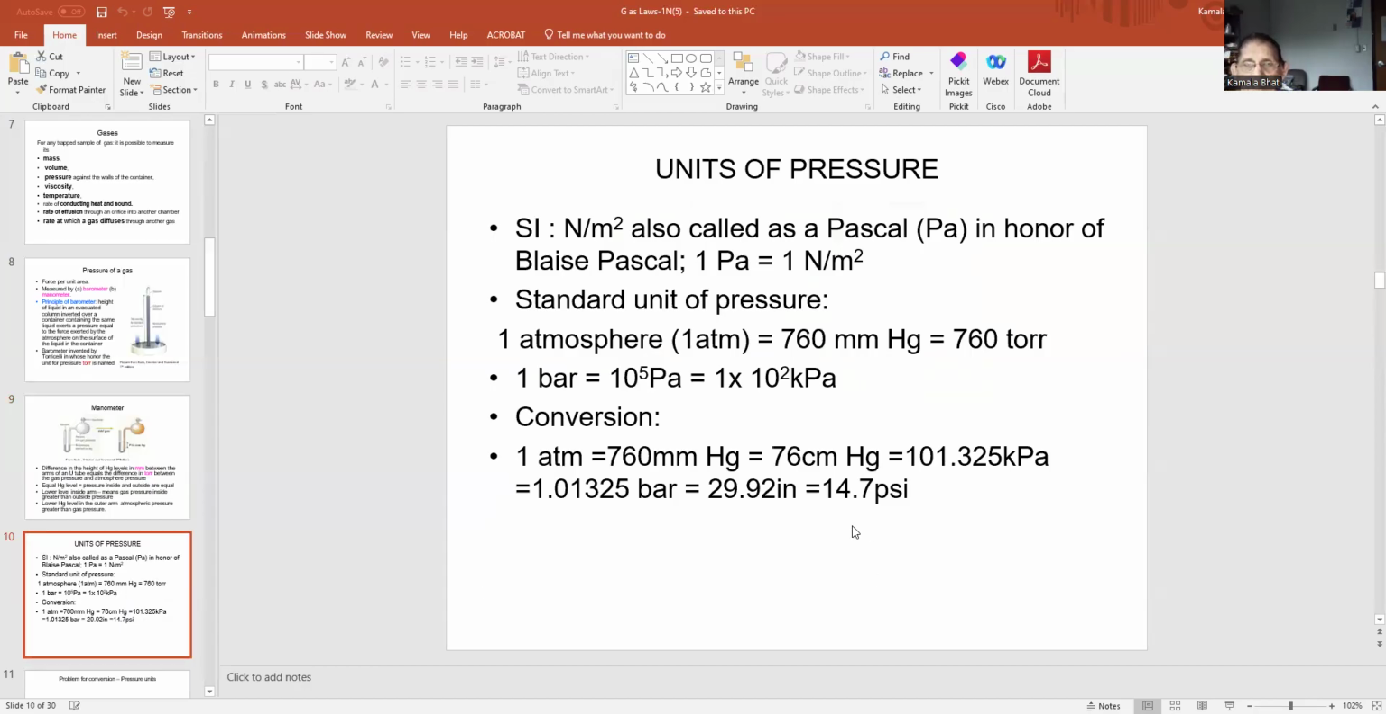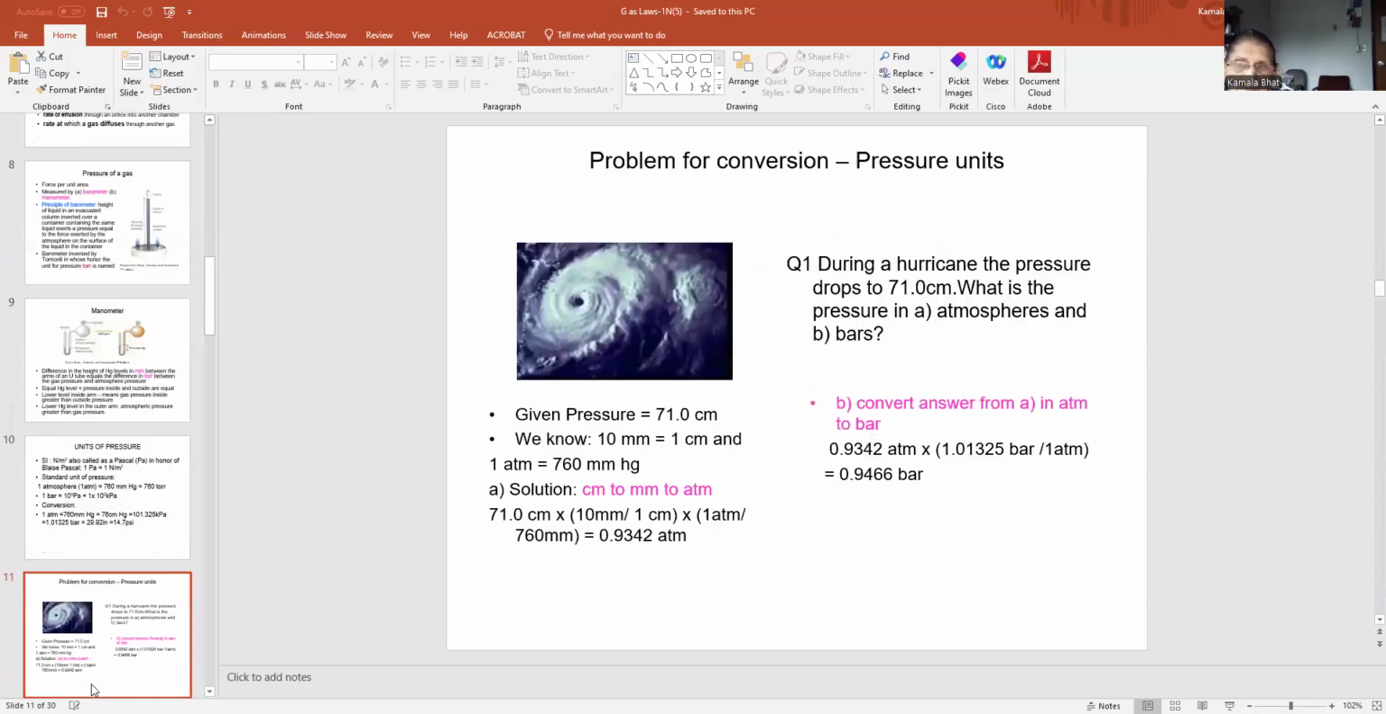The units of pressure. The SI unit of pressure is newtons per meter squared, also called a Pascal in honor of Blaise Pascal. 1 Pascal is equal to 1 Newton divided by meter squared. The standard unit of pressure is 1 atmosphere, which is equal to 760 millimeters of mercury, equal to 760 torr. It is also equal to 1 bar, which is 10 to the power 5 pascals, equal to 100 kilopascals. The conversions are given for different units below. Usually when we are solving problems, this chart is provided to you so you can use it to convert, but at least some of the basic units it is better to remember.